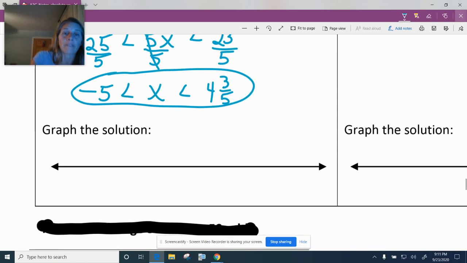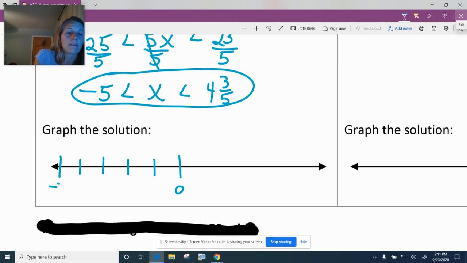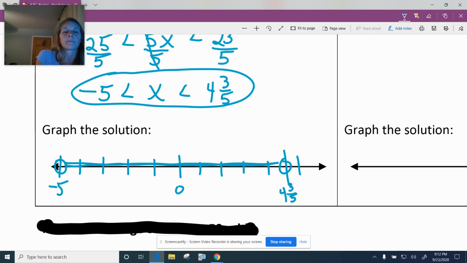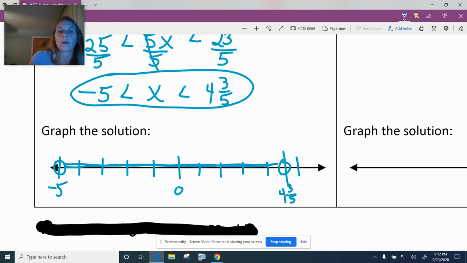Now we're just going to graph that on the number line. So let's just say this is 0 here. -1, 2, 3, 4, and -5. That's an open circle. Then 1, 2, 3, 4, 5. 4 3/5 would kind of be in the middle of those two. And that's another open circle. And then we're shading in the middle. All right, we're going to do one more of these.